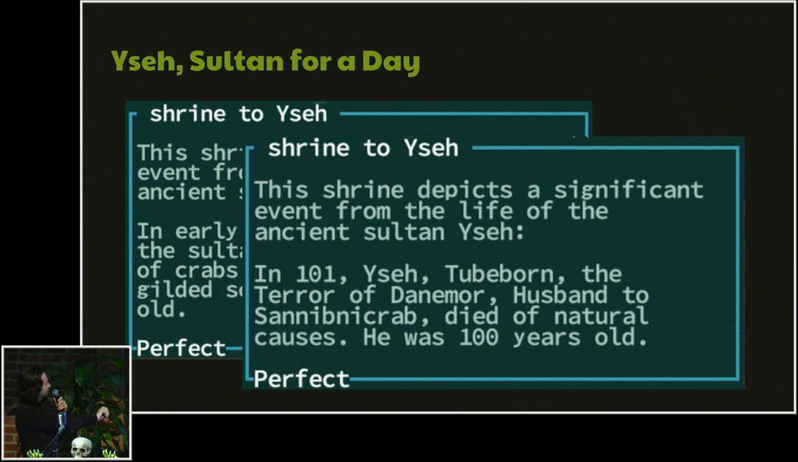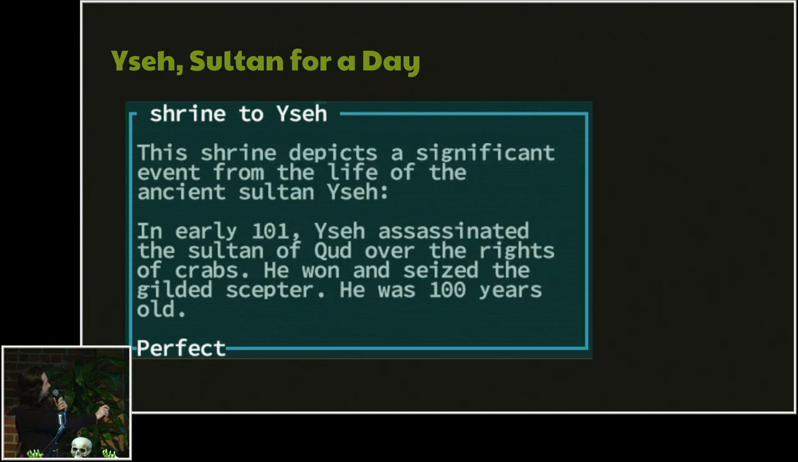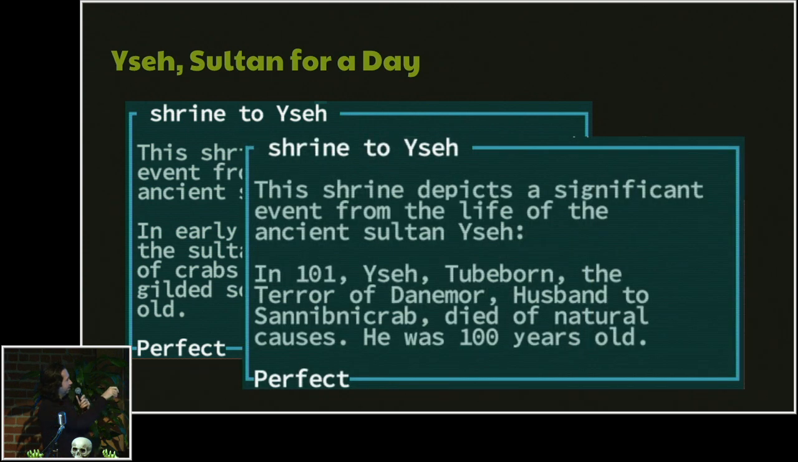A thing about this that I find kind of funny is that it turns out that the sultan he assassinated was actually his father, and there's also this kind of mini narrative that's cohered here too, right? Because he assassinated his father over the rights of crabs, but then we find out here that he was actually married to a crab. So I have this funny image in my head of a 100-year-old man arguing with his dad about his crab in-laws.